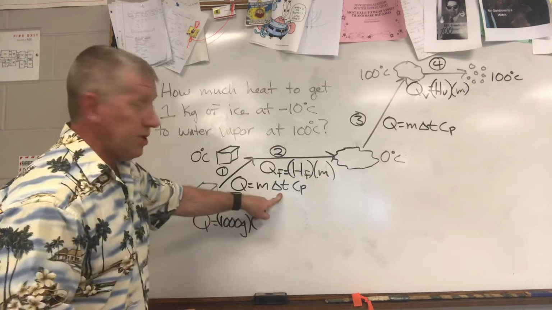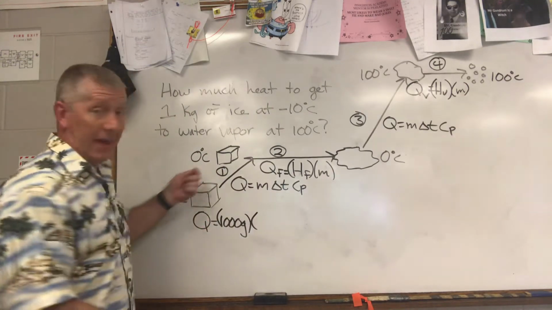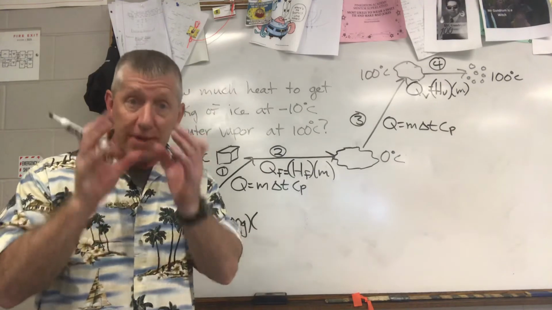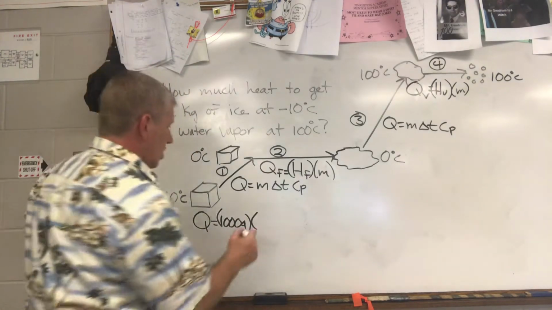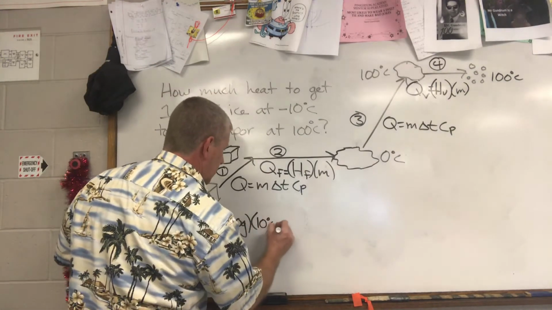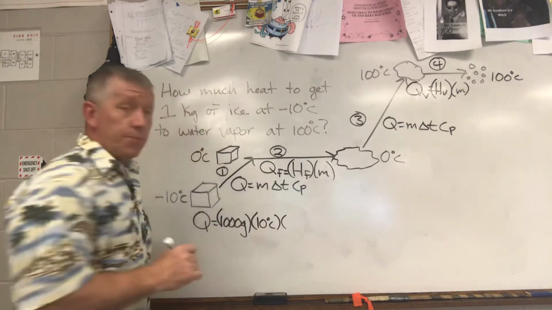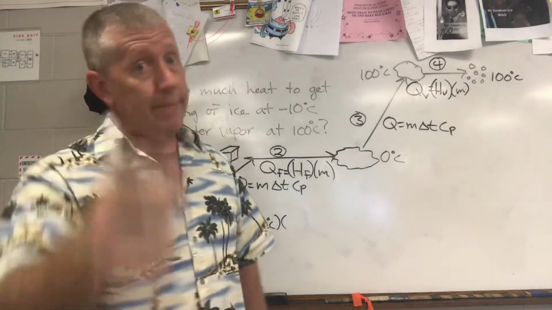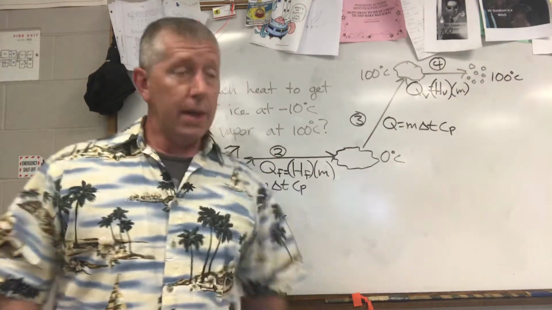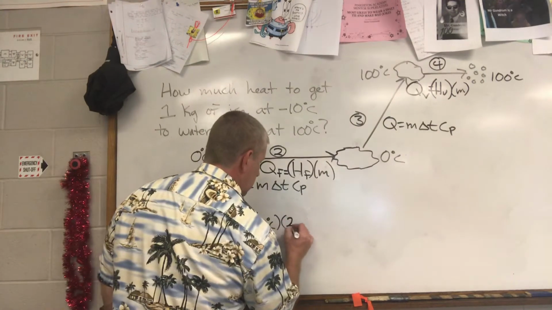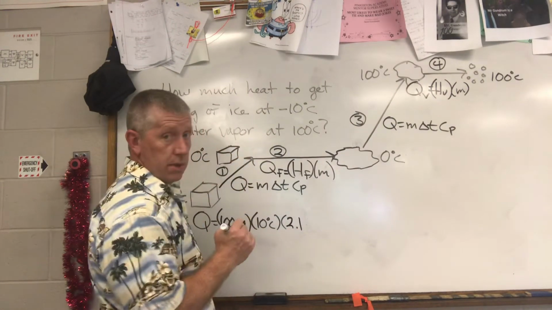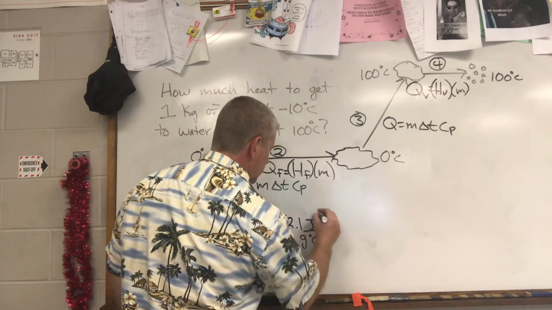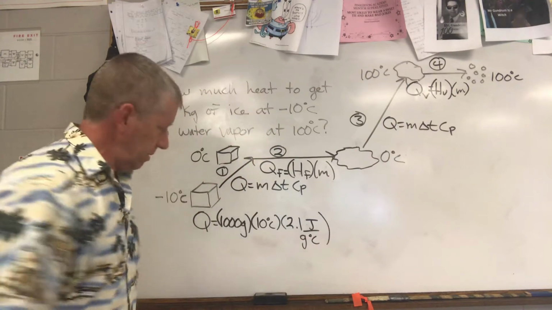times the change in temperature. What's the change in temperature between -10 and 0? 10. We don't care about the negative. All we want is the change, the difference. The difference is 10 degrees. So I put in 10 degrees Celsius multiplied by the specific heat capacity of ice, not water, ice. Now we all remember what that is. Yes, we do. It's 2.1, joules per gram degrees Celsius. See, we all remembered that.